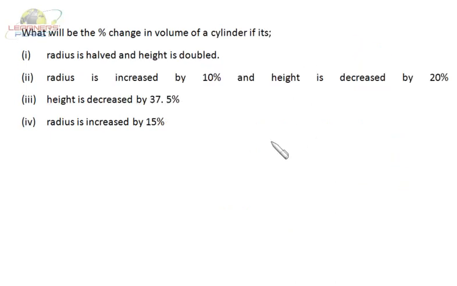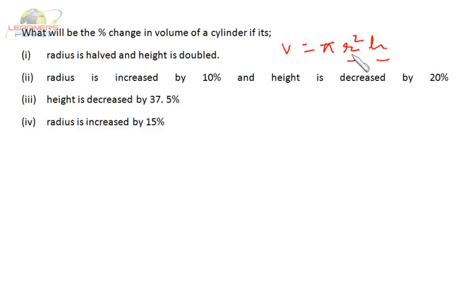Now in this case we have to see the volume of a cylinder and its percentage changes if we play on radius and height. Okay, now what is the formula for volume of a cylinder? That is V is equal to pi r square h. Here there are two variables, radius and height. Now radius is coming for 2 times and height is coming for 1 time. That means height is a linear function and radius is a square function in this case. Okay, now let's begin.